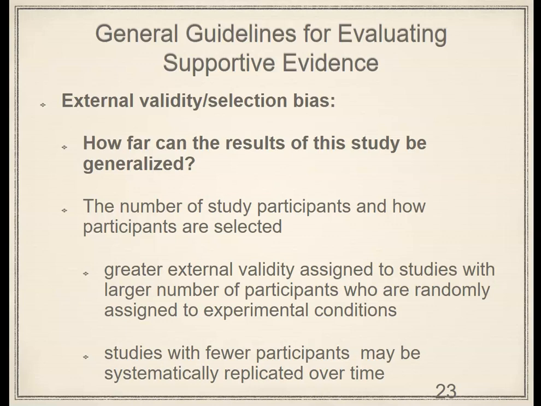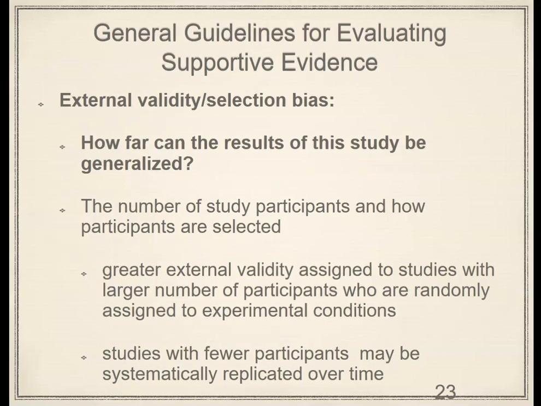The number of study participants matters. It also matters how those participants were selected. Was there a pre-specified selection criteria where everyone was included who met that criteria? A greater external validity will be assigned to studies whose participants are randomly assigned and all included. Studies with fewer participants may be systematically replicated over time to show greater external validity.